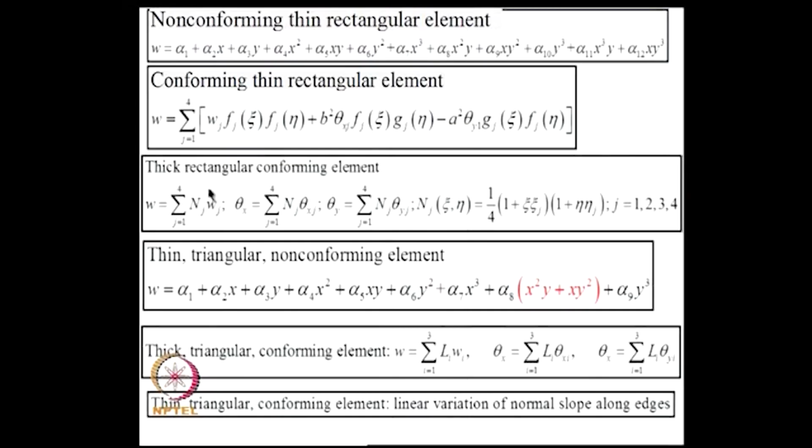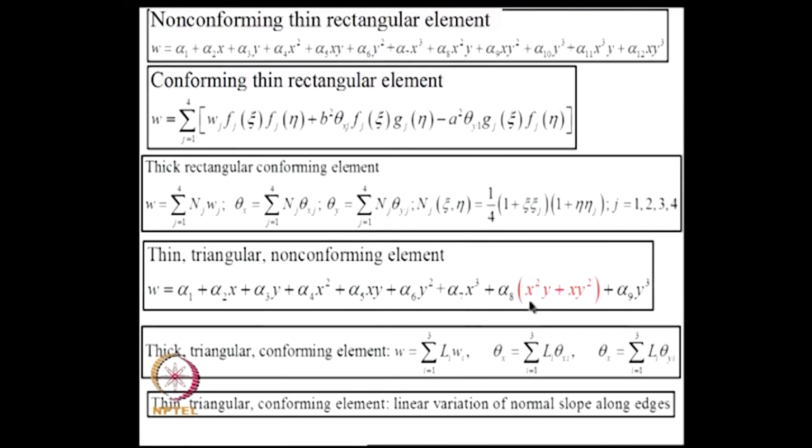Now, when we came to thick rectangular conforming elements, the field variables in the variational equation were w, theta x and theta y, and the highest derivative was 1. So, in a rectangular element with 4 nodes, this was the representation that we used, where these trial functions were quadratic, they had cross terms in xi and eta. So, this element we developed and showed that it is a conforming element. Now, in a thin triangular non conforming element, we started by considering this trial function.